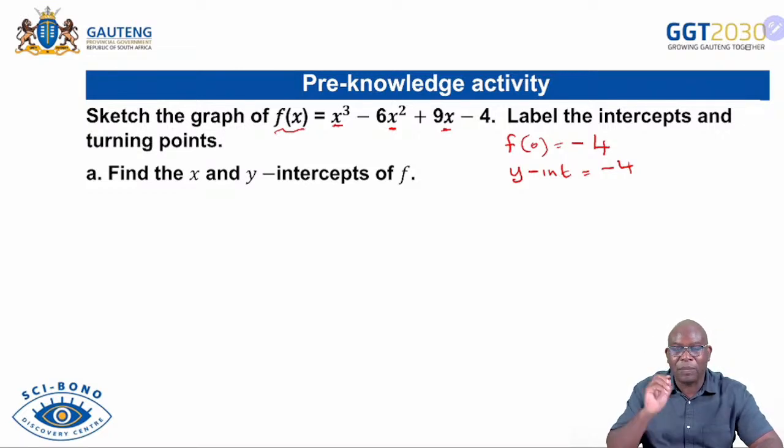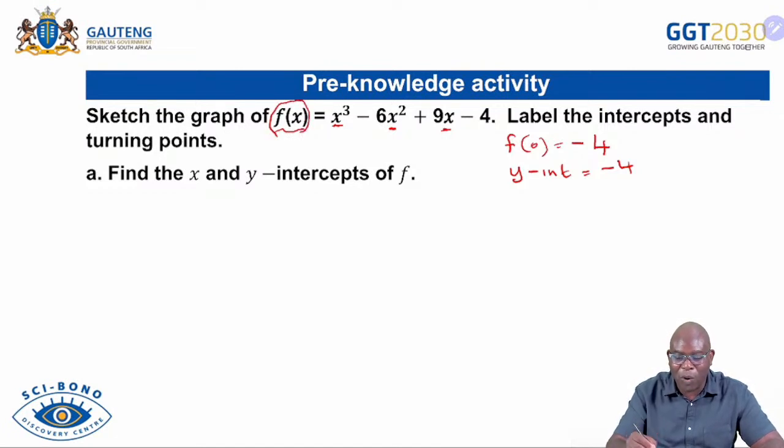Now, the x-intercept is the one that is a bit of a challenge, but I know you have done this graph previously. I hope you all understand how to do that. Now, how do I get the x-intercept of the graph? I put y equals 0. Remember, f of x is nothing else but y.